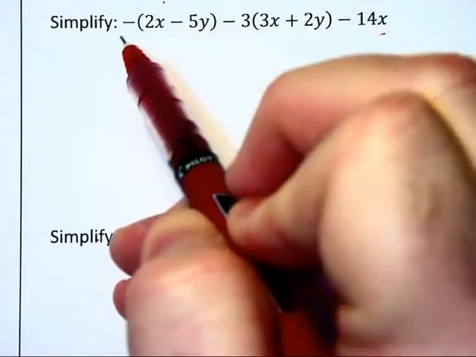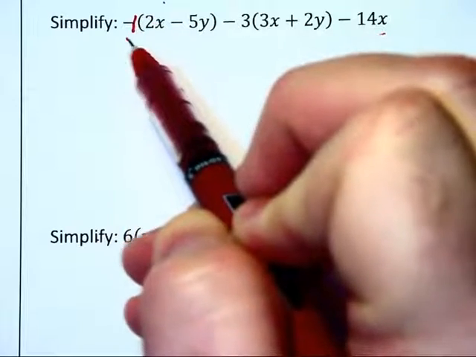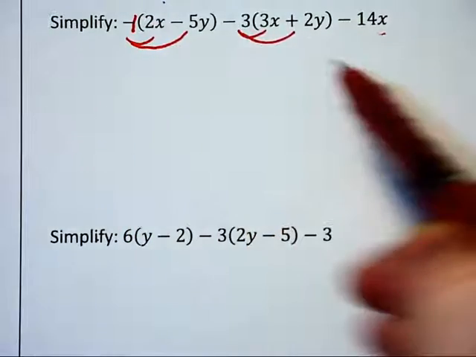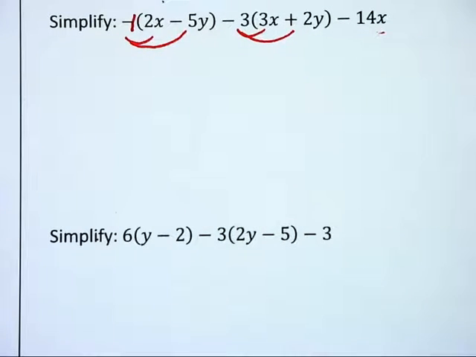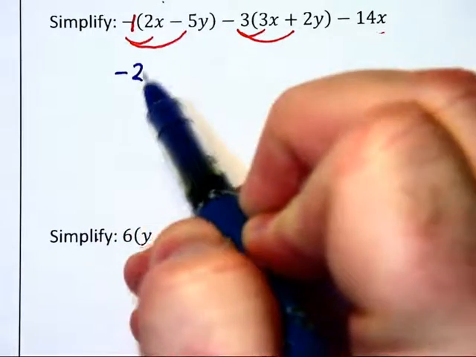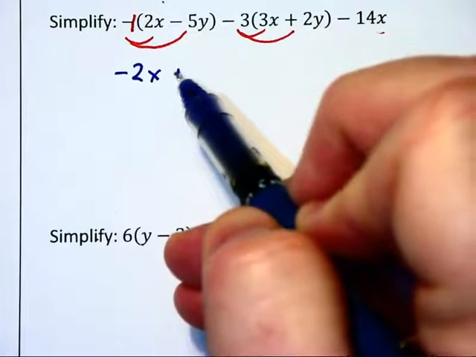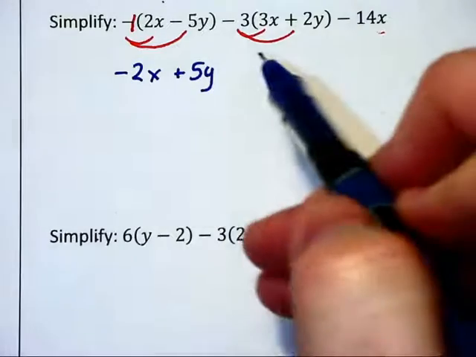Now out front, when we have a negative in front of that first parentheses, it's an understood -1, which is going to get distributed in and multiplied by each term inside, as we're going to do with the -3 in front of that second grouping. So -1 times 2x makes -2x. Then -1 times -5y makes +5y. Likewise, we multiply the next two terms by -3.